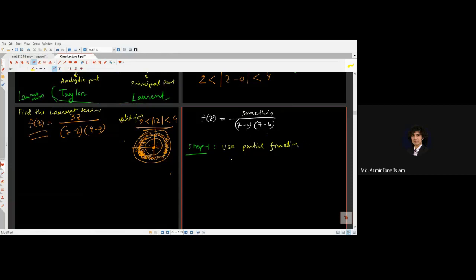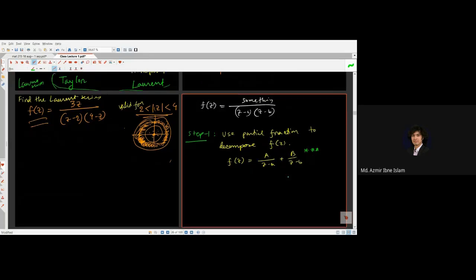So we have to use partial fraction so that we can decompose this function f of z into f of z equal to A by (z minus a) plus B by (z minus b), like that. We have some other processes for decomposing, but let me use this here so that we can think about the decomposition part later. Okay, so step 1 is to use partial fraction. Step 2.